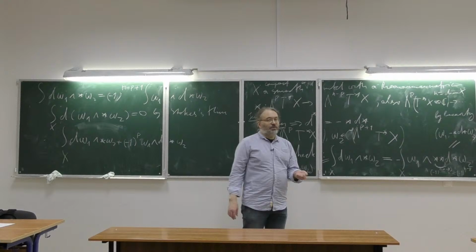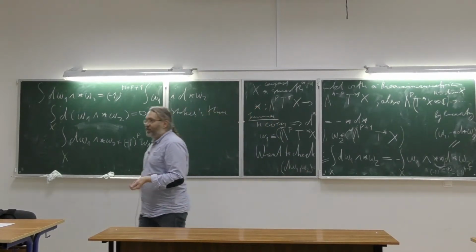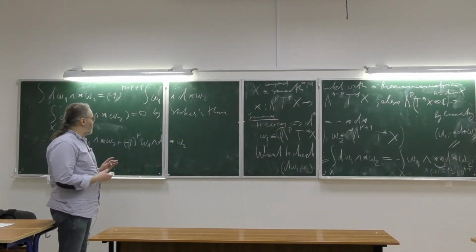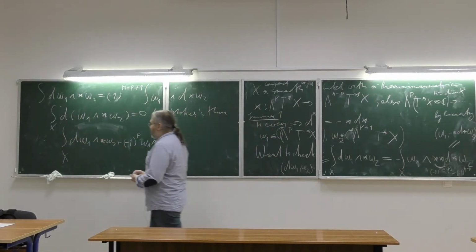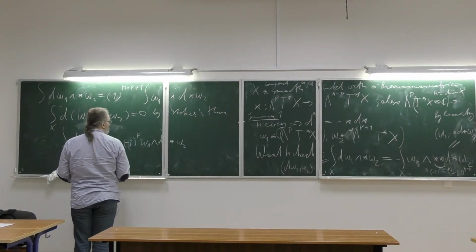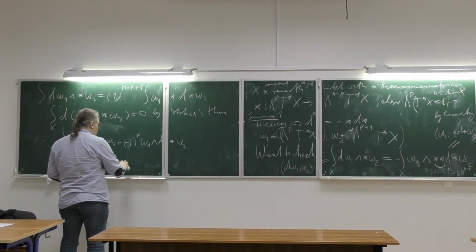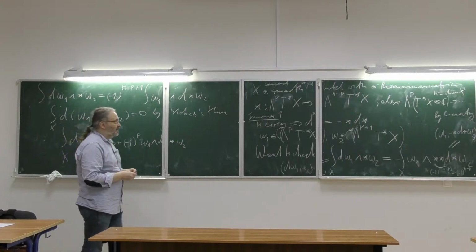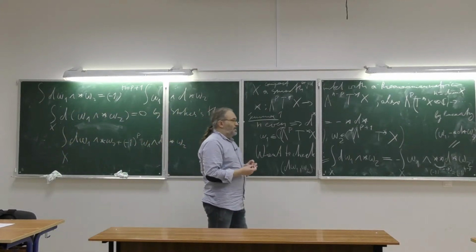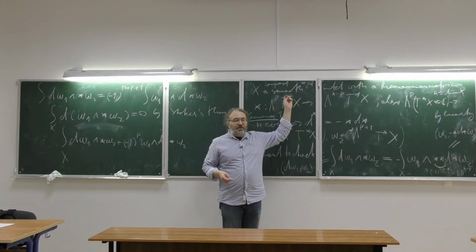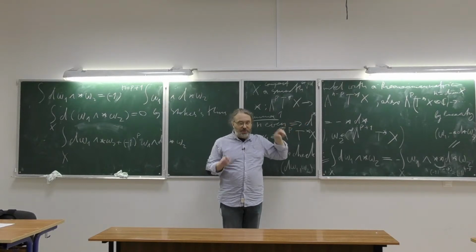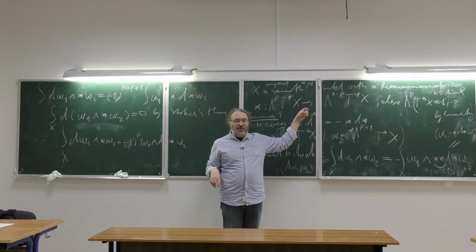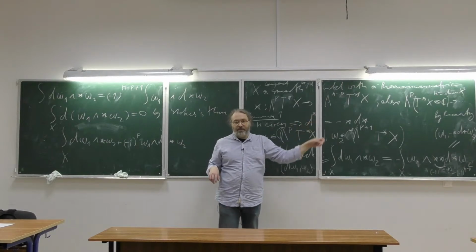Well, let's use this formula to deduce a few things. Well, this was lemma 1. Let's say lemma 2. Let's check that the Hodge star operator anti-commutes or commutes, we'll see which one, with the Hodge Laplacian.